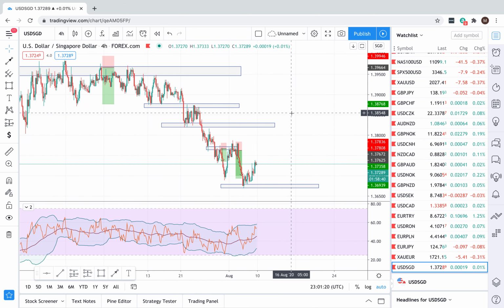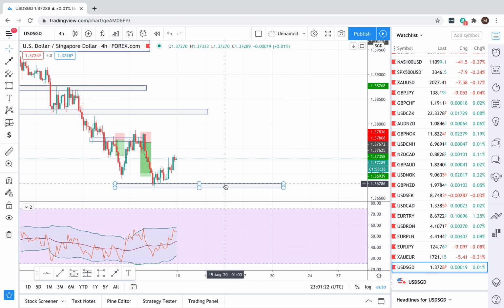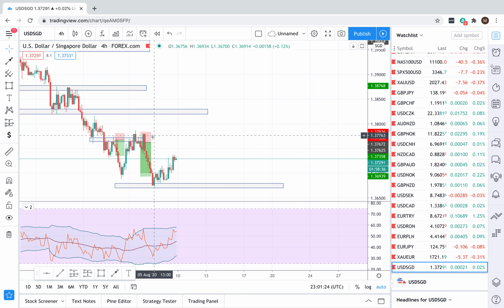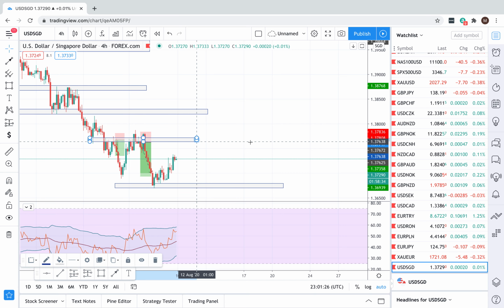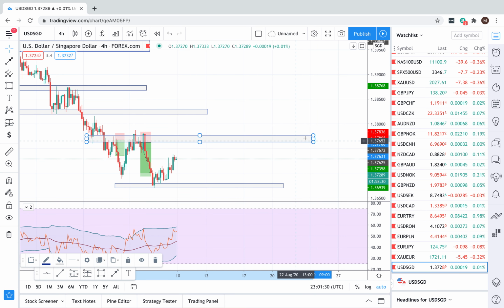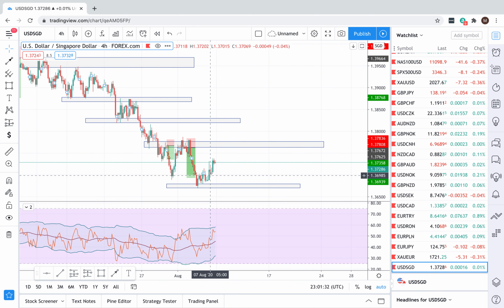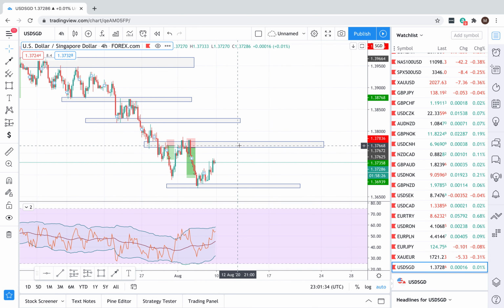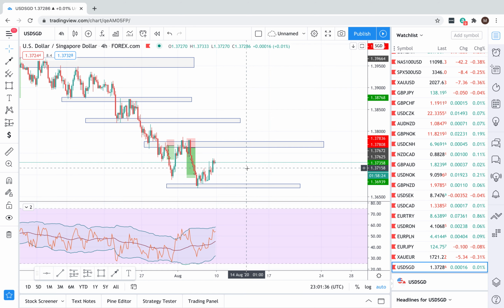USD SGD, waiting for price to break this level to go in short. Let me extend this resistance right here. We could have another retest of this zone to go in short again.